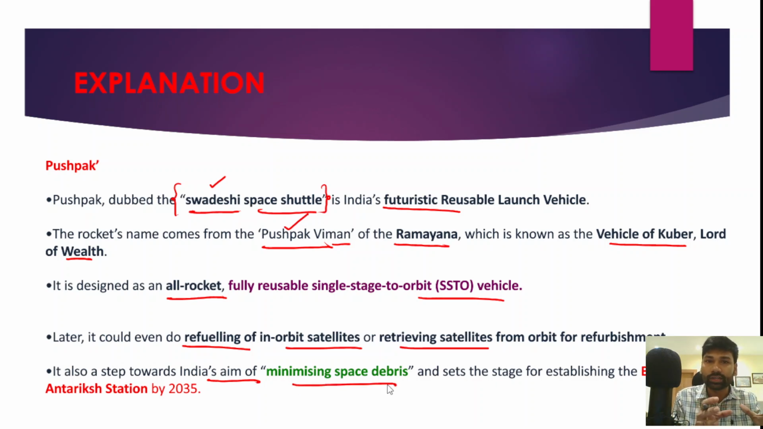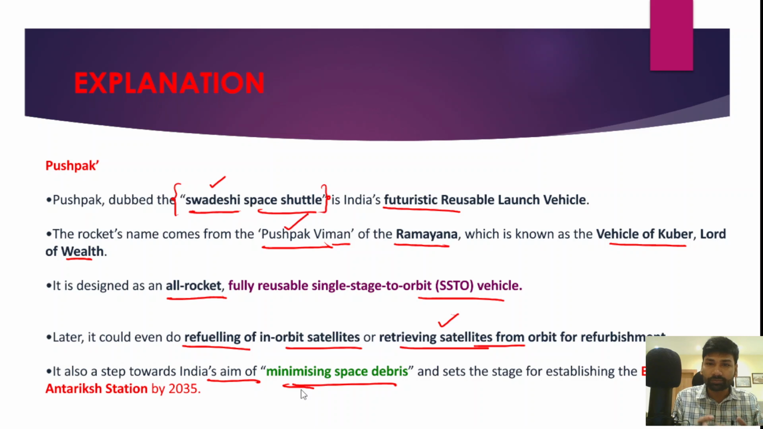As I have already told you, this Pushpak can refuel in-orbit satellites, and along with that, it can also retrieve satellites from orbit for the purposes of refurbishment. When it has the capability of retrieving satellites from the orbit around the Earth, then it could easily minimize the space debris or space junk, which has increasingly been becoming a problem around the orbit of the Earth.